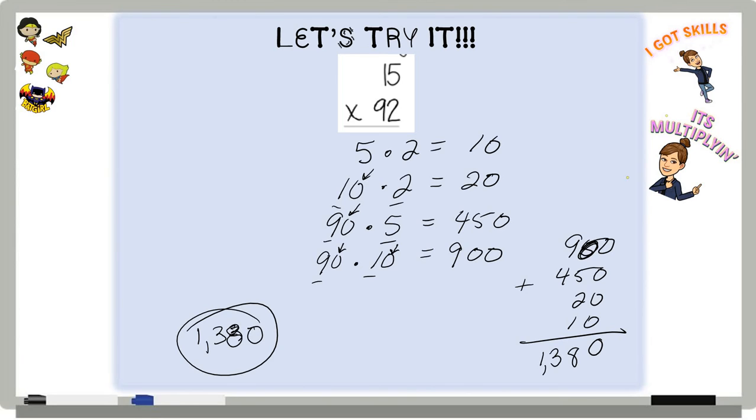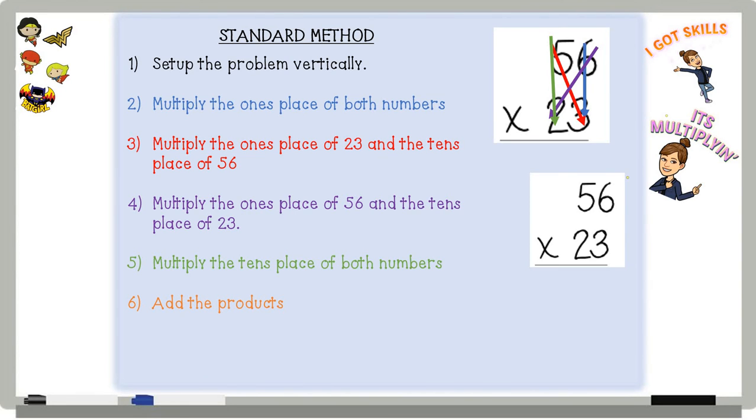So remembering that this 1 right here, this 1 wasn't worth 1. It was actually worth 10 because it was in the tens place. So when we multiply, we have to make sure our place values are lined up or are ending up in the correct place. So looking at the standard algorithm, when we do this, we are going to set it up vertically, like we said, and then we're going to multiply the ones values, or the ones place values, again, for both numbers.